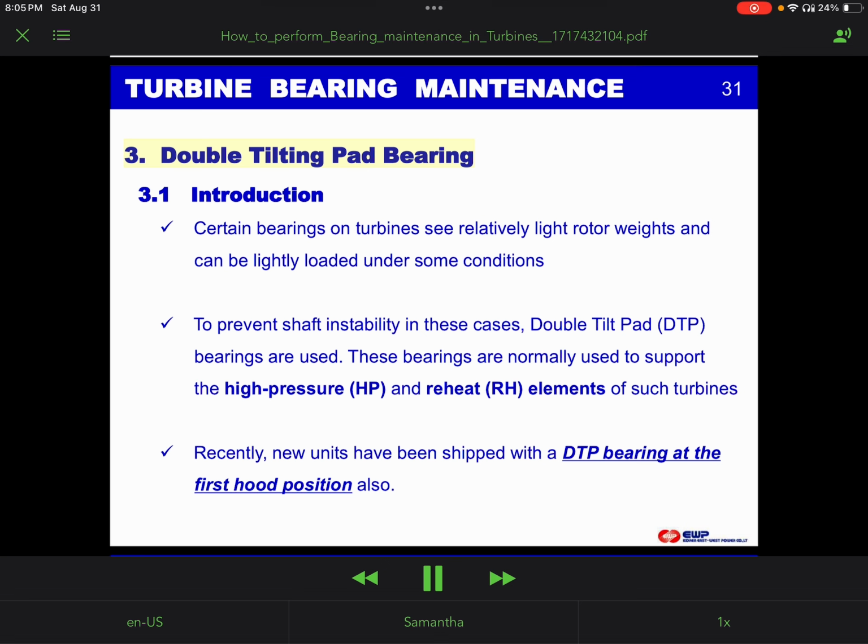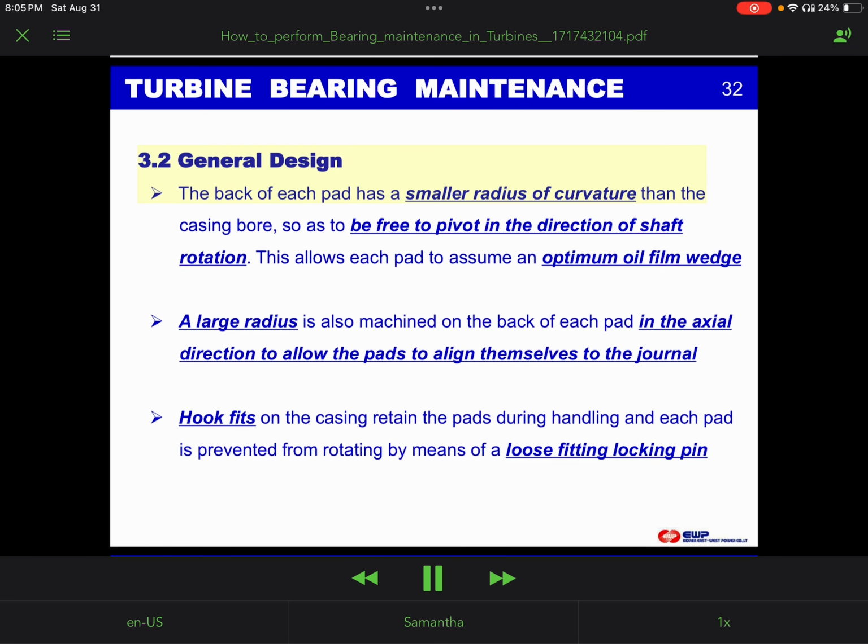3. Double tilting pad bearing. Turbine bearing maintenance 31. 3.2 General design. The back of each pad has a smaller radius of curvature than the casing bore, so as to be free to pivot in the direction of shaft rotation. This allows each pad to assume an optimum oil film wedge.